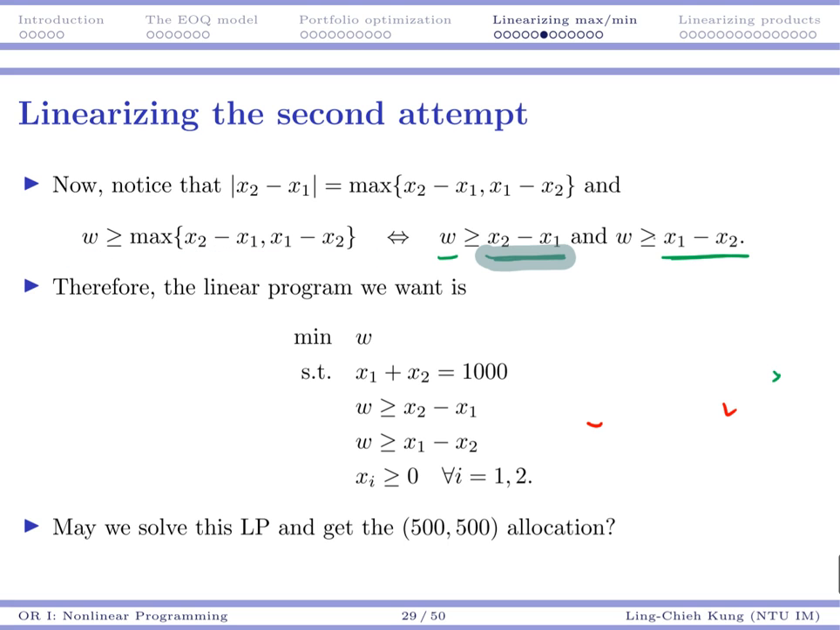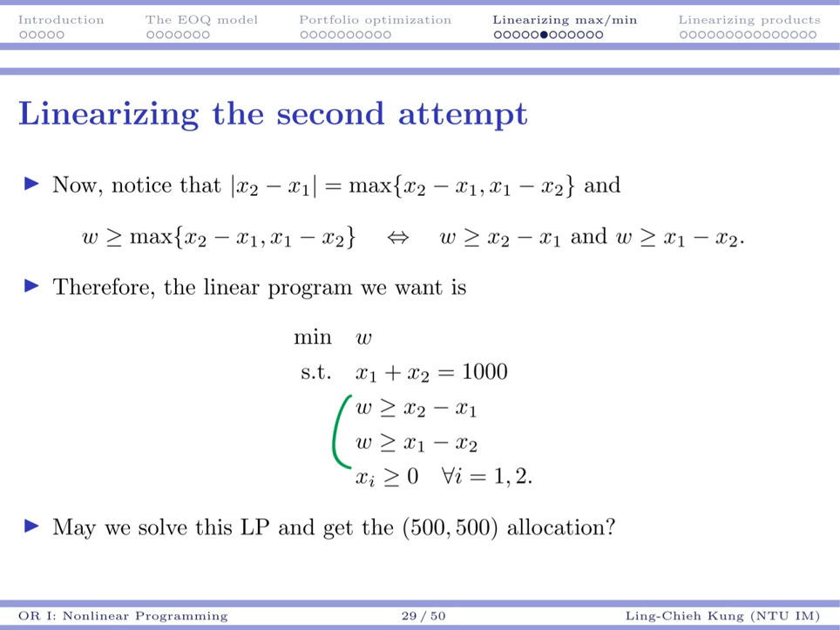So suppose the left-hand side is true. In this case, your W is greater than the maximum of these two, then W naturally needs to be greater than or equal to either one. If W is greater than or equal to either one, then of course W is greater than or equal to the maximum of these two. Alright? So this is again something we can do. So now we finally reach a formulation with no maximum function or no absolute value function.